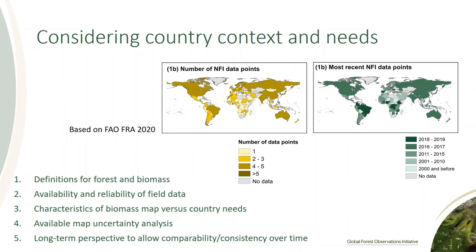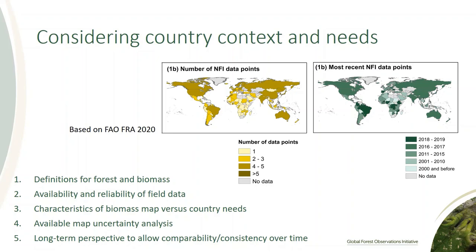But of course, we know countries are different. What you see here is two maps. One shows, and that's based on the FAO Forest Resources Assessment 2020, how many NFIs, or National Forest Inventory data points, countries have. You see that in the tropical world, first of all, many countries do have some kind of an inventory. There's been a lot of improvements over the last years. A lot of new inventories have become available in tropical countries now to improve their national reporting, but a lot of them are actually one date or only partial NFIs, whereas you see, for example, in northern North America, Europe, and other parts, that NFIs were quite a common way of regular reporting.